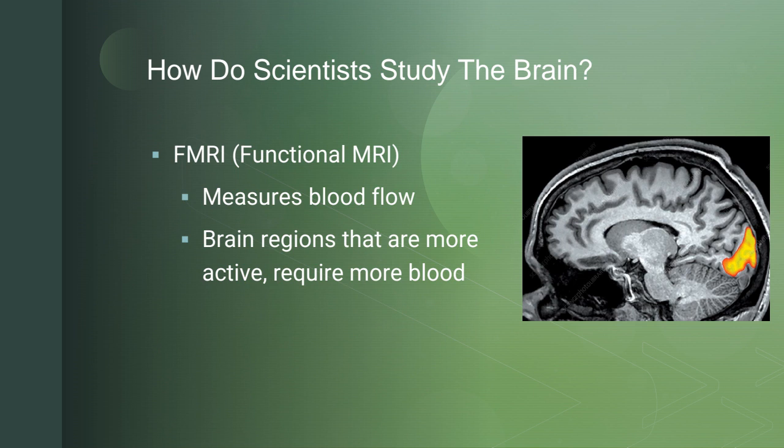We also have another advancement in the MRI technique, fMRI, functional MRI. This allowed researchers to measure blood flow in the living, functioning, behaving human brain. It's based on the concept that brain regions that are more active, brain regions that are working hard, require more blood. We'll learn a lot more about these techniques in chapter 5.